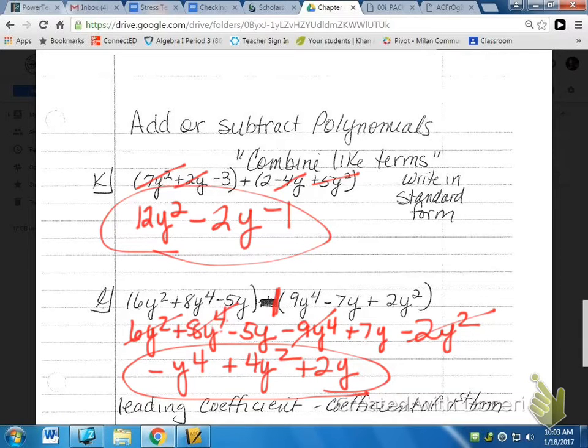So if they've got different variables on the same term, they have to be exactly the same. We're going to talk more about that when we look over your quiz. All right, let me look and see what my last example is.